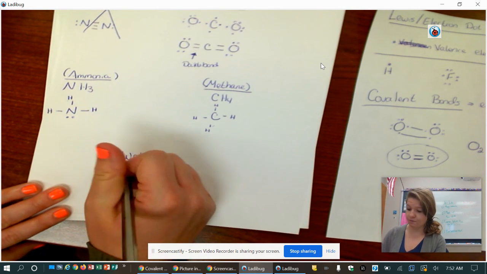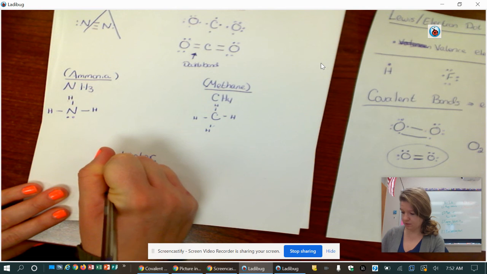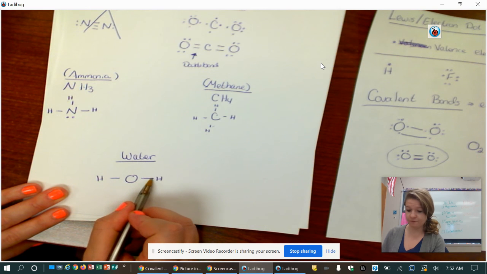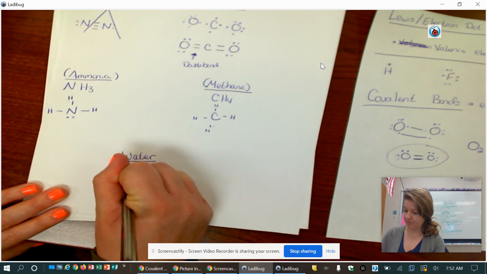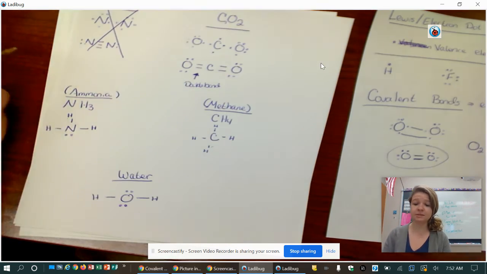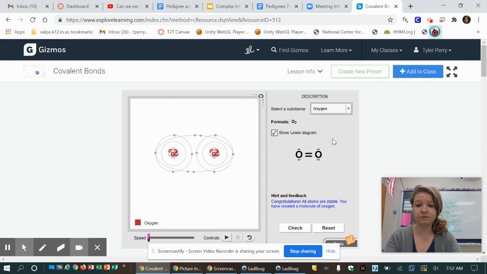Last but not least, we have water, which is kind of tricky. We have our oxygen connected to our 2 hydrogens. So oxygen here has 4, but we know that it wants 8, so 5, 6, 7, 8. If you didn't understand how I formed these, please go back to the gizmo and actually form those bonds. When you hit check, it will tell you if you're right or not, and you can actually see those electrons. A bond is 2 electrons. That's very, very important for you to understand.